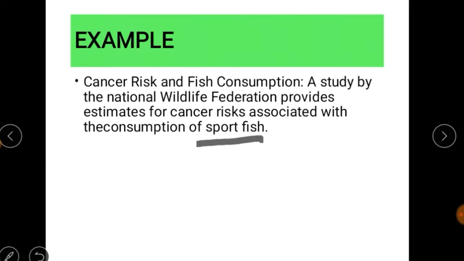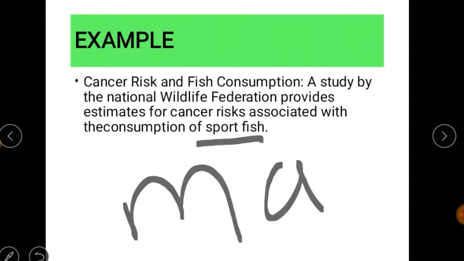Those fish will be consumed by whom? Men. And when men will be eating that fish, those pollutants will also enter the human beings, which are carcinogens in nature, which can cause cancer, and the result is what? Cancer will be the disease, okay, and death can occur. So this is cancer risk and fish consumption.